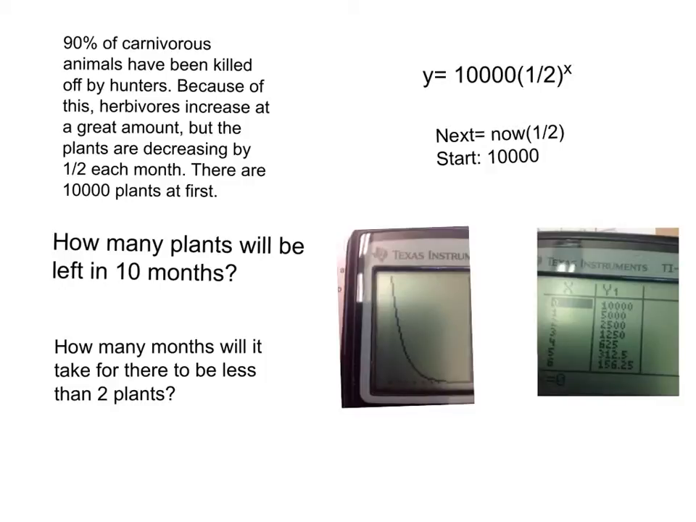For our second problem, it says, how many months will it take for there to be less than 2 plants? So we go back to our equation. We're going to replace y with less than 2. Then we do everything that we did before. So we'd find this in our interval. Our answer would be actually between 12 to 13 months, around there.